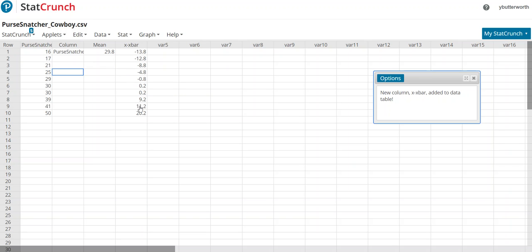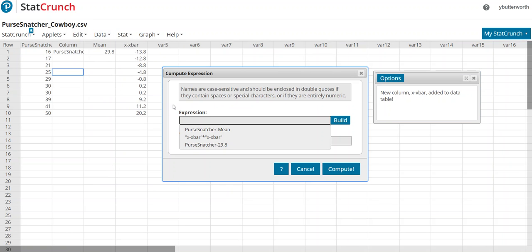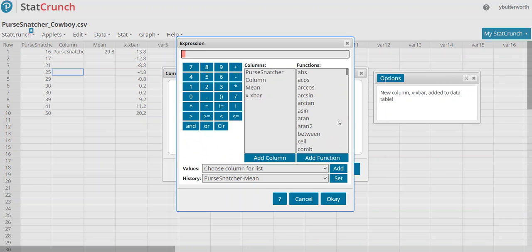Now the next thing in computing the variance that I need to do is I need to square those values, because it is the sum of the x minus x bar quantity squared divided by n minus 1. So I'm again going to go to Data, compute an expression, and build that expression again. I'm going to take the x minus x bar column, and I can do one of two things. I can just multiply that by itself, which is what squaring is, or I could use the caret key, a caret of a 2, which means take it to the second power.